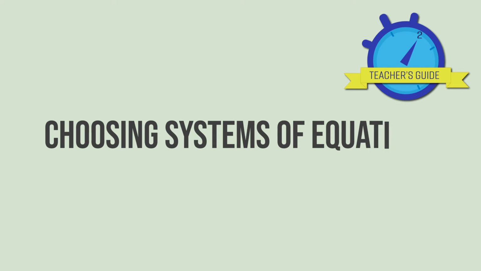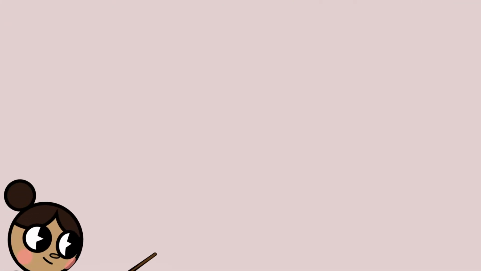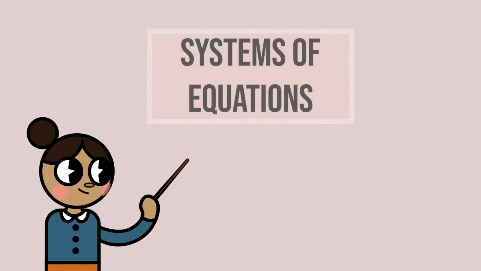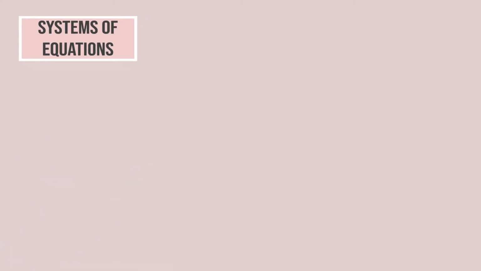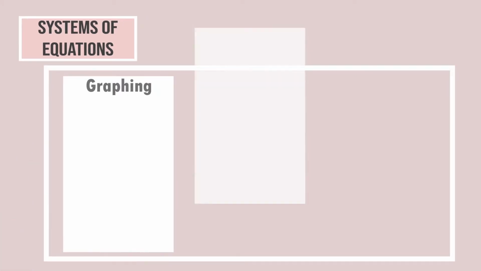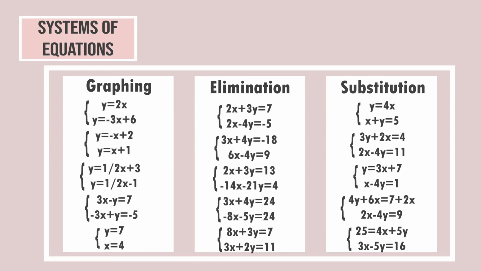Choosing systems of equations. We teachers often follow a common sequence with regard to solving systems of equations. First, we show students a solution strategy, like graphing, elimination, or substitution, and we have them practice that strategy. So we give them a strategy, and we give them systems to solve. Not much room for choice.